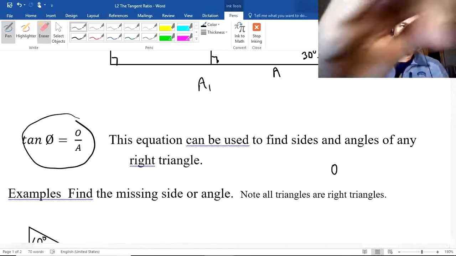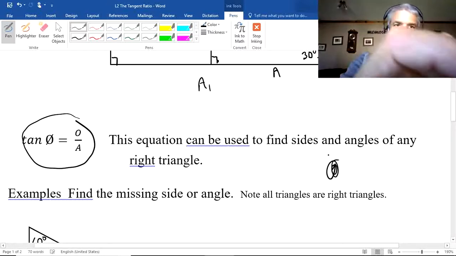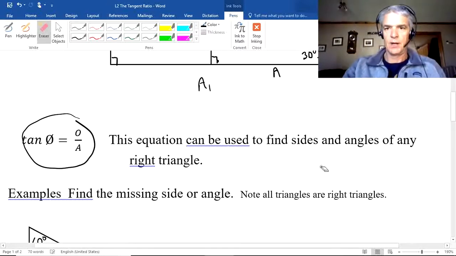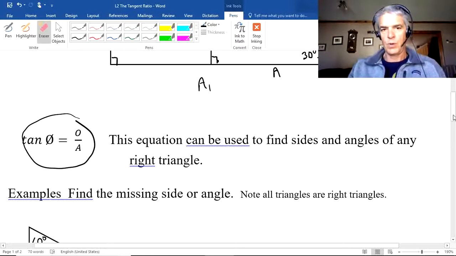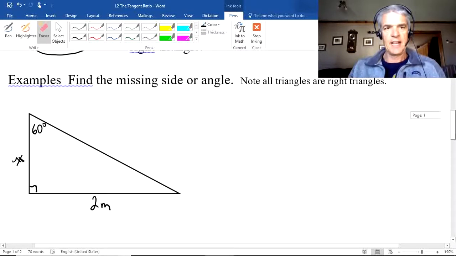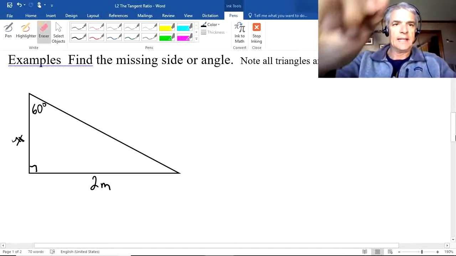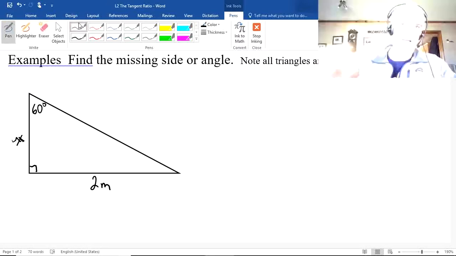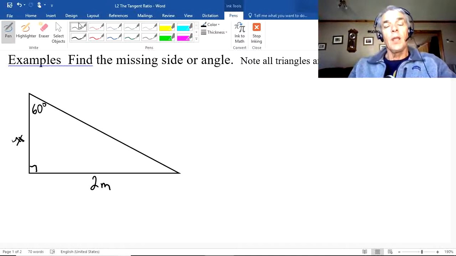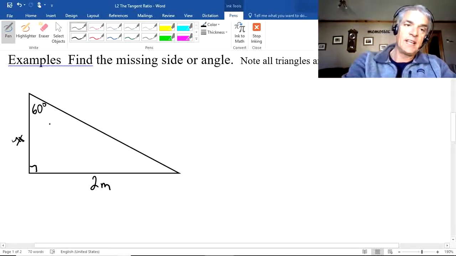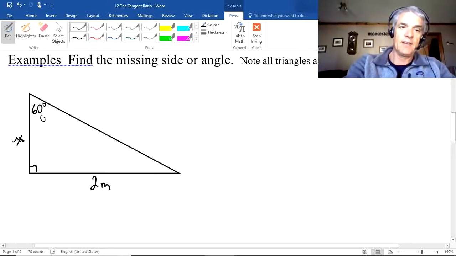And I'll just erase this silly thing here. Whoops, that didn't work. There we go. And we're going to go down here and do an example, okay? So let's say we have a triangle like this, and I want to find x, okay? So the first thing I have to do is identify my reference angle. Well, this is my reference angle. It's 60 degrees. So this is kind of like theta.